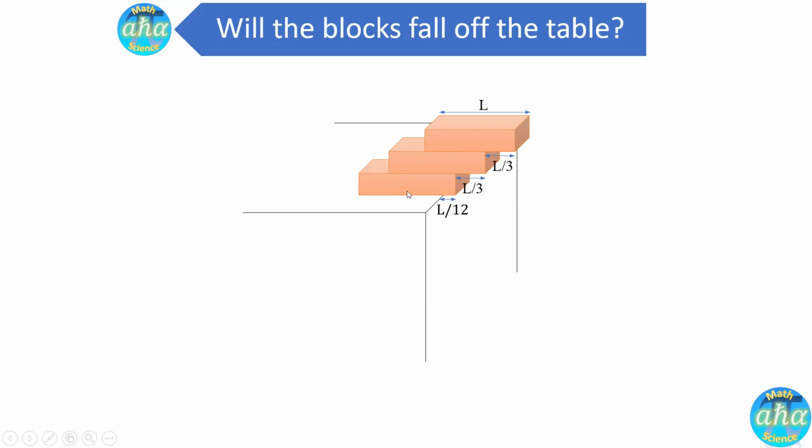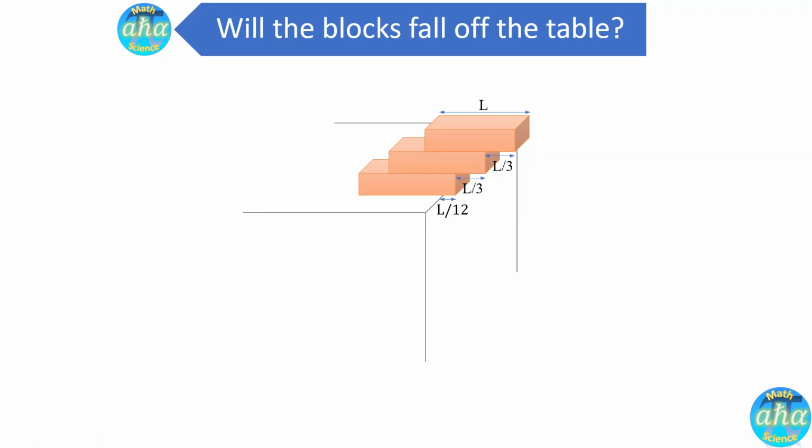And the second block is sitting on the first block and extends beyond the edge of the first block by 1/3 of L. And we also have the third block that is sitting on the second block, and this block extends beyond the edge of the second block by 1/3 of L. And the problem is asking whether the blocks will stay on the table or fall off the table.